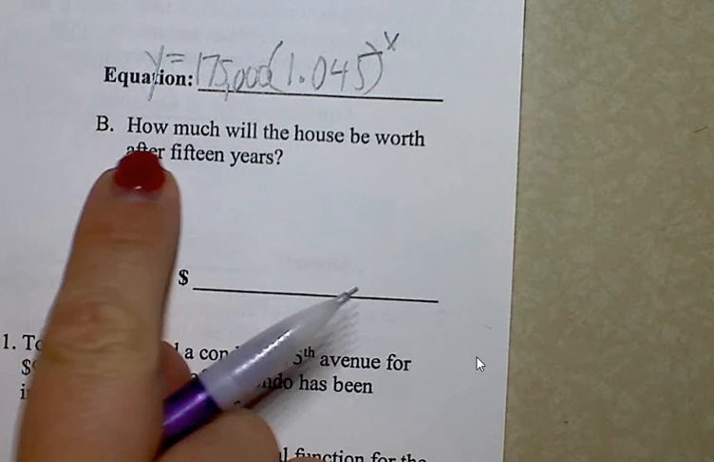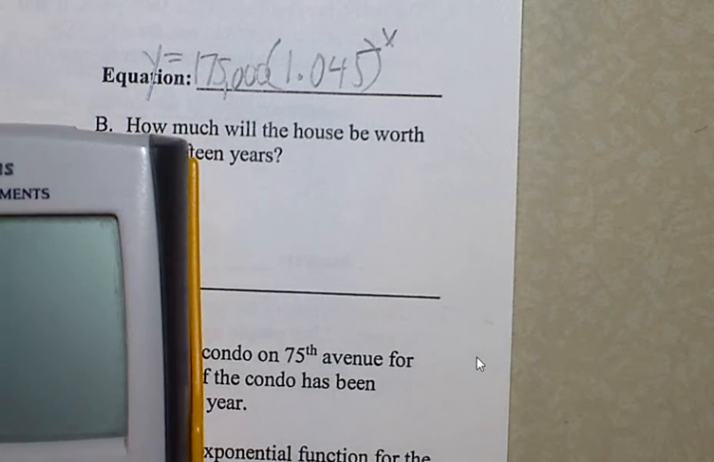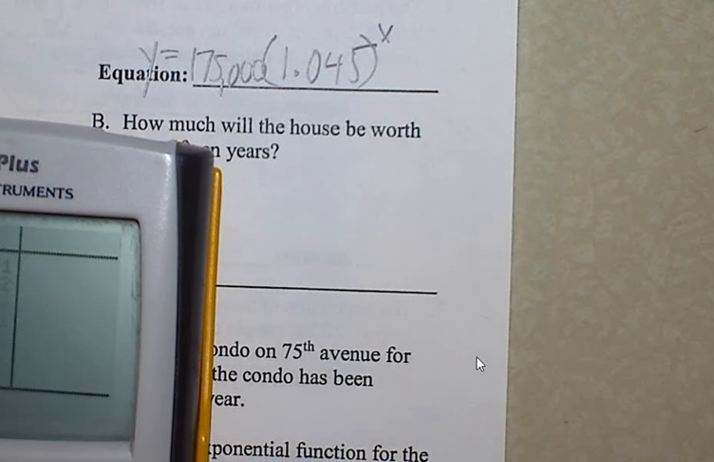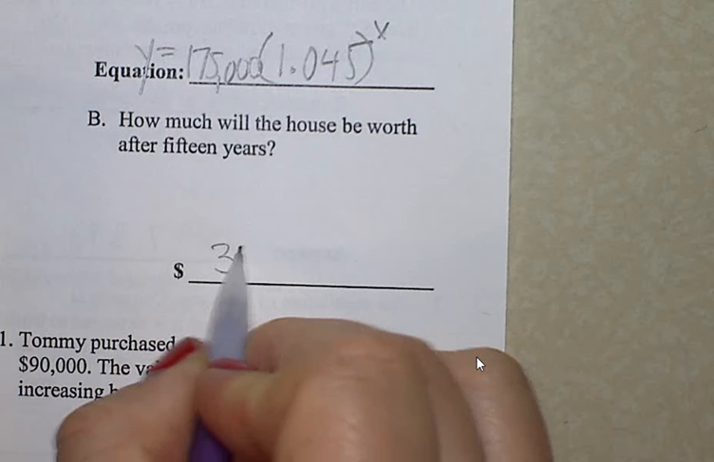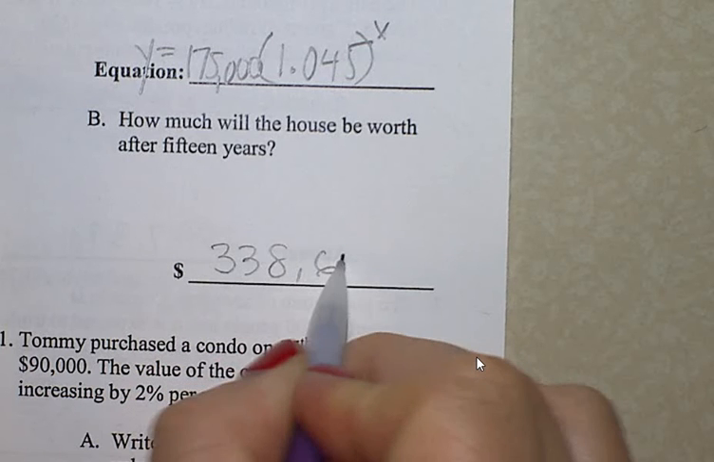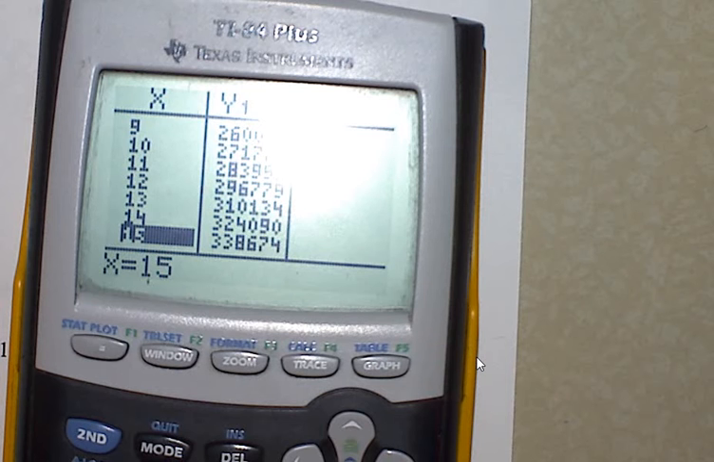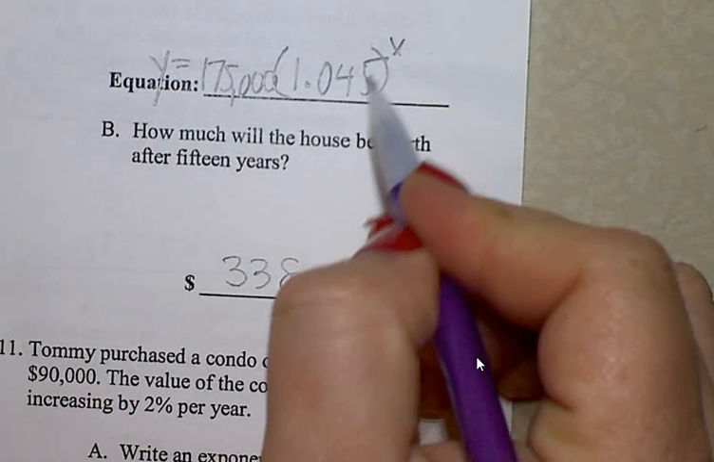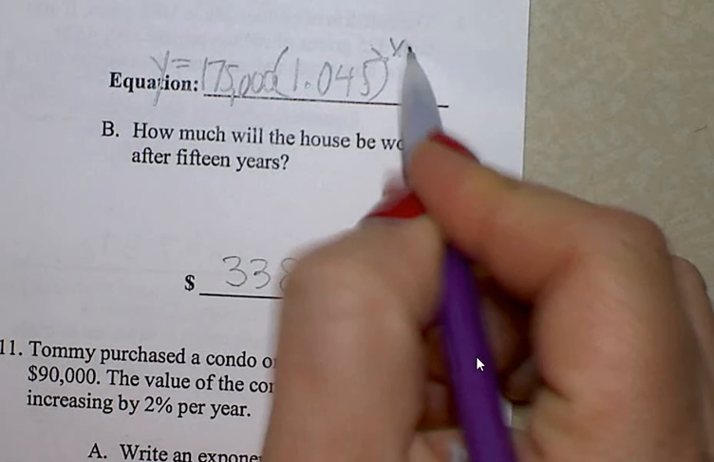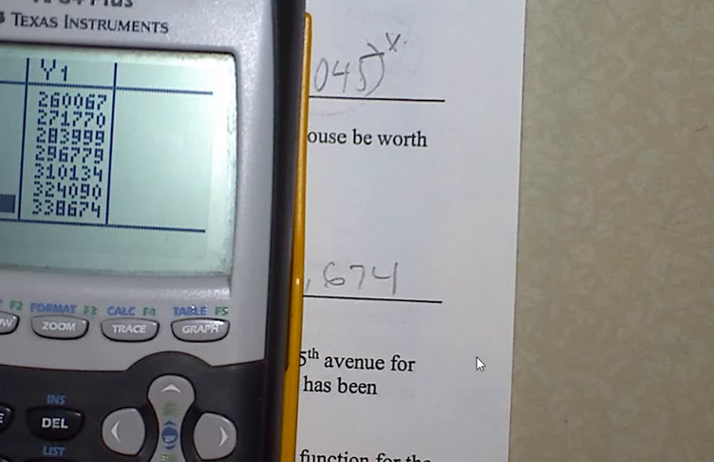How much will the house be worth after 15 years? Well, one way to do it is this way. You have this. We're going to go down to 15. And one way to figure it out is to look and write down this number. Okay, so it's going to be 338,674. And I did that by plugging it in and going to the tables. Did you guys understand that method? The alternate method is simply to plug in 15 here. Do PEMDAS. First you're going to do the exponents and then take it times this number. So it's going to look like this.